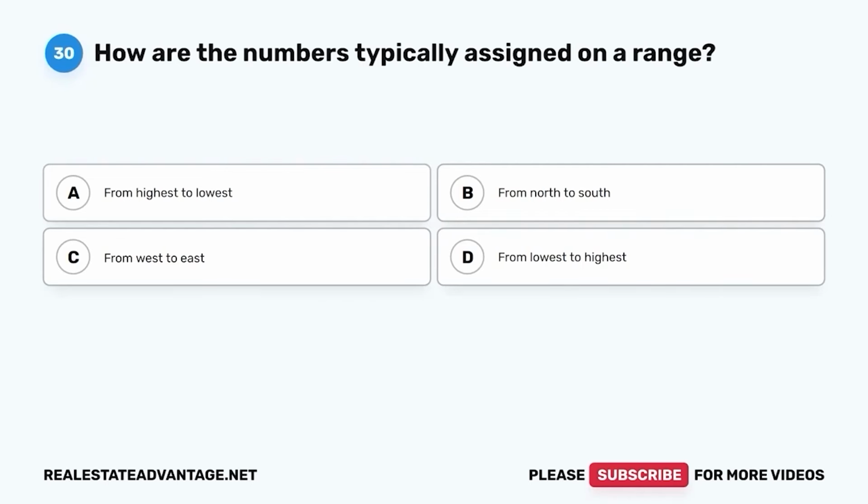Numbers on a range, typically used for rural addresses, are assigned in ascending order from west to east along a road or street.